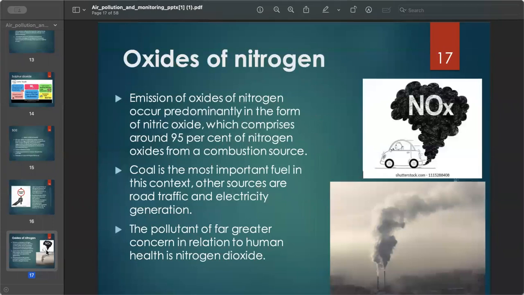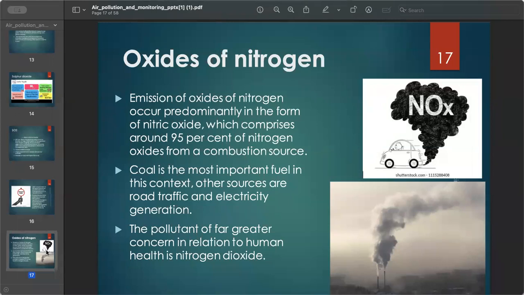Oxides of nitrogen. Emission of oxides of nitrogen occurs predominantly in the form of nitric oxide, which comprises around 95% of nitrogen oxide from combustion source. Coal is the most important fuel in this context. Other sources are road traffic and electricity generation.